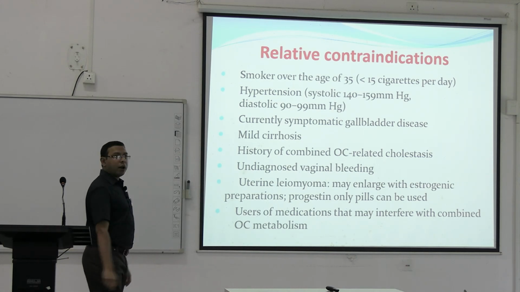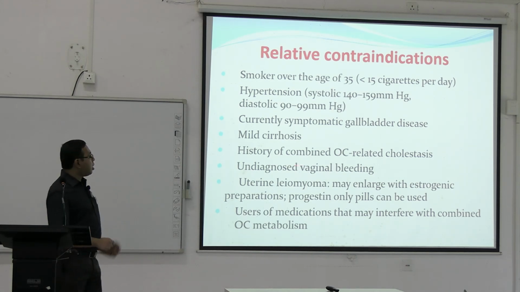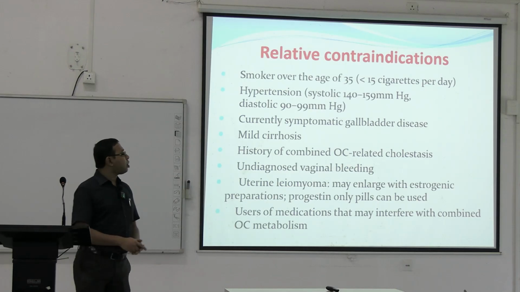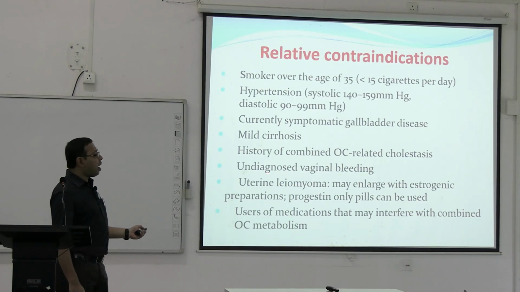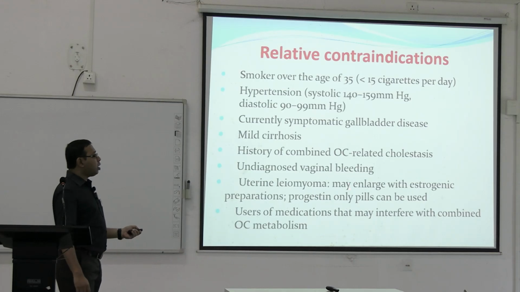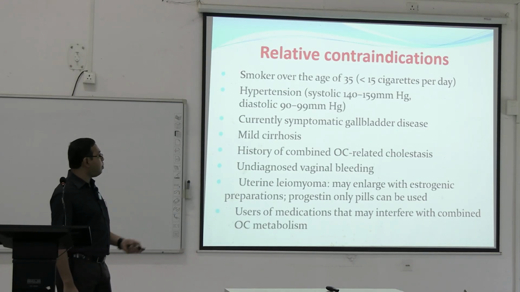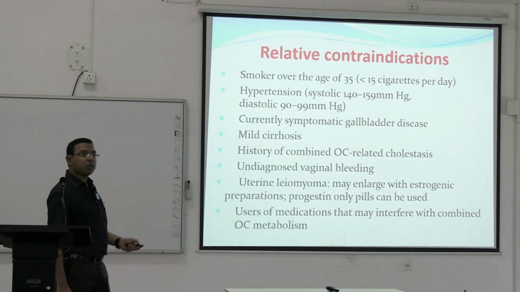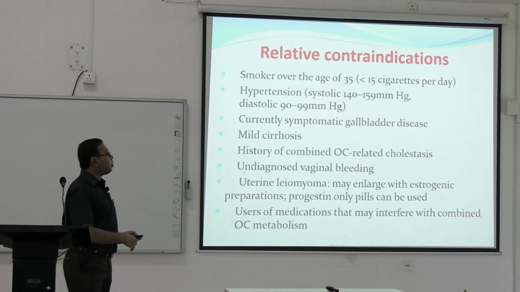Currently symptomatic gallbladder disease, mild cirrhosis, history of combined oral contraceptive pill related cholestasis, undiagnosed vaginal bleeding, uterine leiomyoma, this is another tumor, which may enlarge with estrogenic preparations; progesterone-only pills can be used. Use of medications that may interfere with combined oral contraceptive metabolism. Okay, so these are the relative contraindications of the combined oral contraceptive pill.